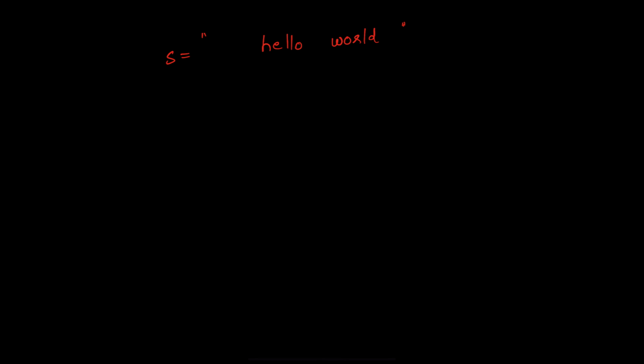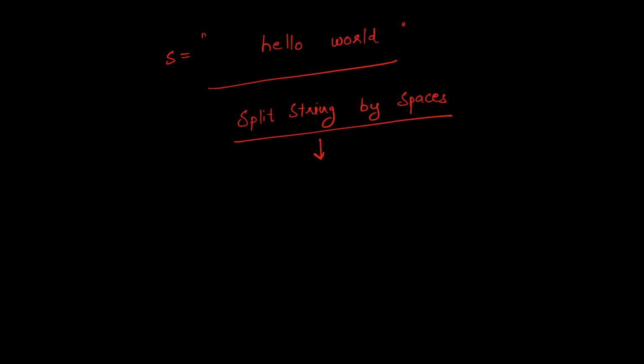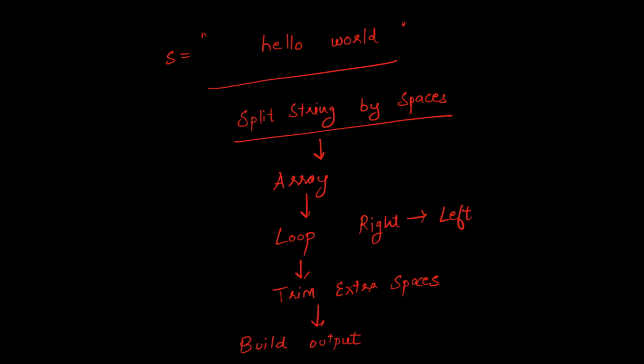The simplest way to solve this problem is to split the entire string by spaces, which will convert the string into an array. Run a loop from the last element to the first element, that is right to left. Trim the word to remove any extra spaces and any empty entries in the array. Build our output by concatenating all of the trimmed words.